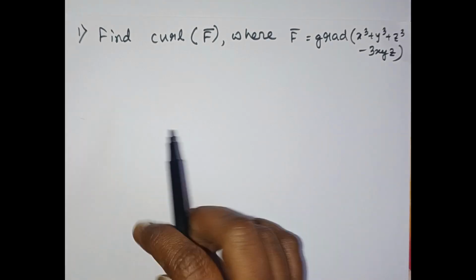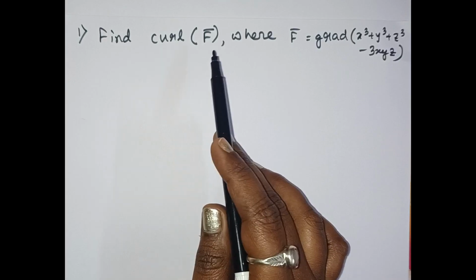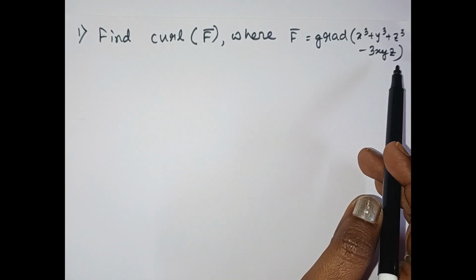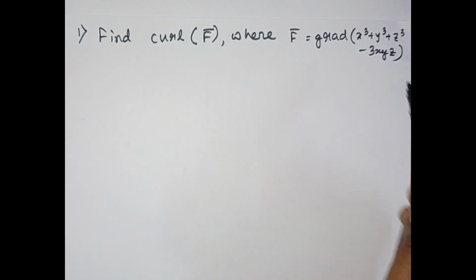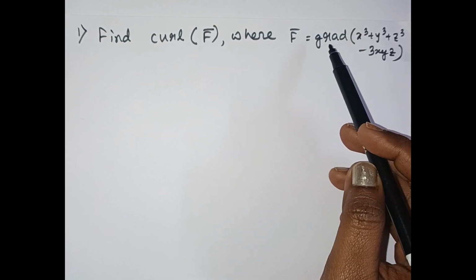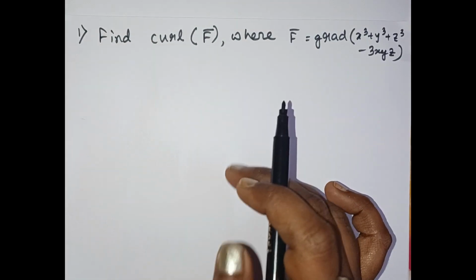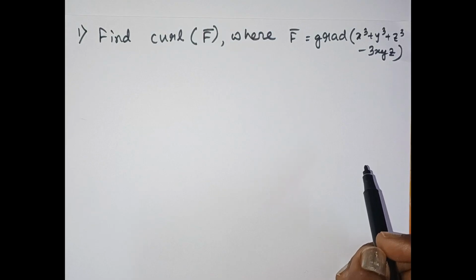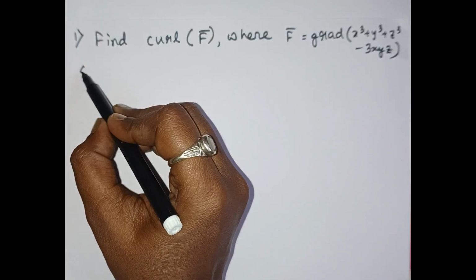Next, solve this question where we have to find curl of F, where F is grad of x cube plus y cube plus z cube minus 3xyz. So again, like the previous question and the previous note, this is a small f scalar function, then grad, and then we have to find curl. So this will obviously be 0, but since the question says find, we have to find it by calculation. Okay, so let's start the solution.